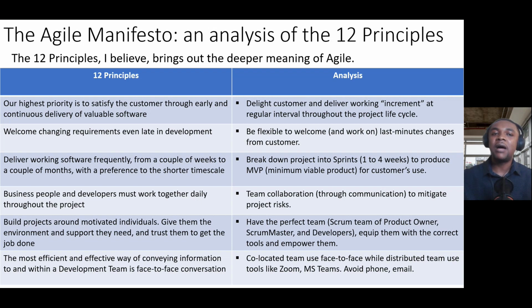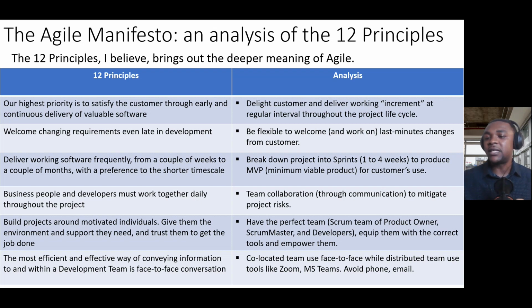Now on the left-hand side, you have the 12 principles. Again, on the right-hand side, you have analysis. So I'm just going to read, and as I read, I will give the analysis. The first one says, our highest priority is to satisfy the customer through early and continuous delivery of valuable software.